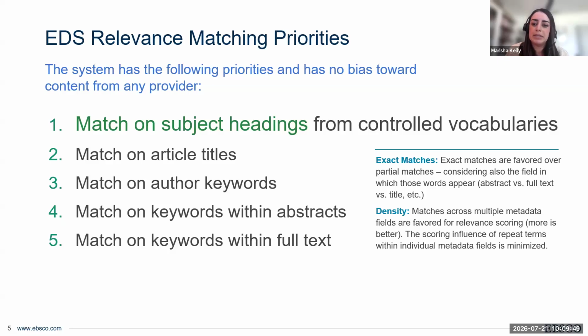Then we look for terms along the article titles, any author supplied keywords, keywords within the abstract, and then keywords within the full text of the document. And then exact keyword matches are also favored over partial matches. So if you consider the fields in which those words appear, and then matches across multiple fields for an individual result are also going to factor into that relevance scoring for what we see within, for example, the first 10 results on the page.